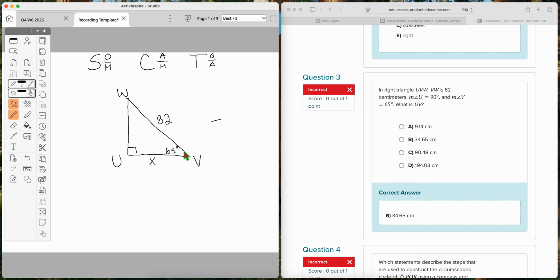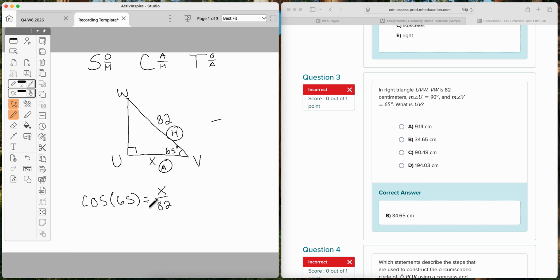So relative to this 65-degree angle, I have the hypotenuse. I know nothing about the opposite side, and I'm looking for the adjacent side. So I want to use a function that uses hypotenuse and adjacent, since I don't have an opposite to help. Looking for that, that's cosine. So I'm going to say that the cosine of a 65-degree angle is equal to the adjacent side, x, over the hypotenuse, which is 82 centimeters.